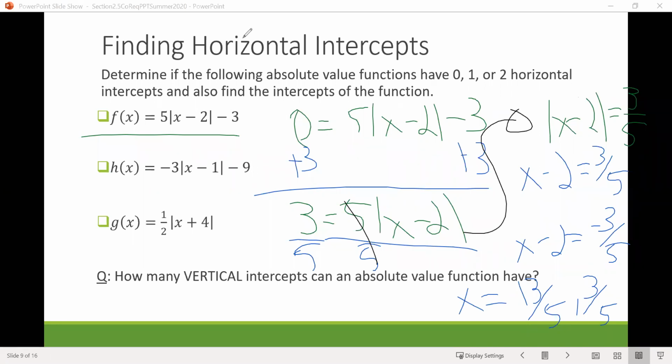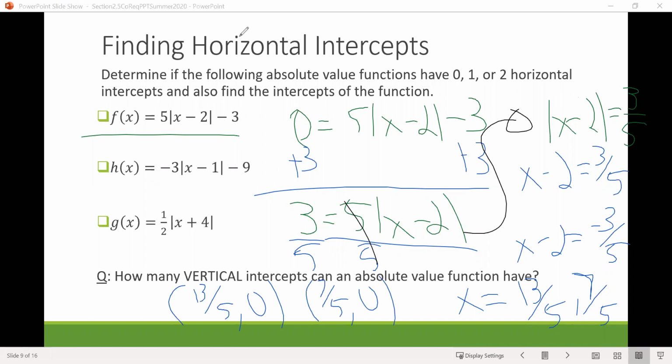Nope, the second one is wrong. This one should be 7/5. Right? Yeah, okay. And we're going to write these as coordinates. So recall again that horizontal intercepts always have the form number, comma, 0. So in this case, we'd have (13/5, 0) and (7/5, 0) would be our 2 coordinates of our horizontal intercepts.